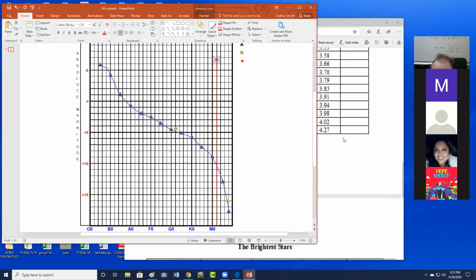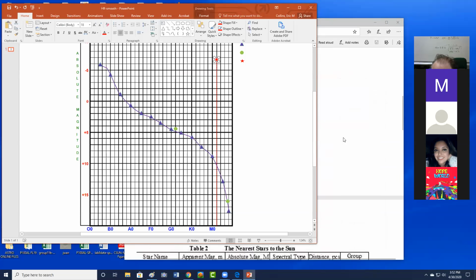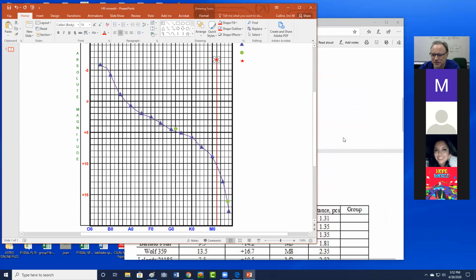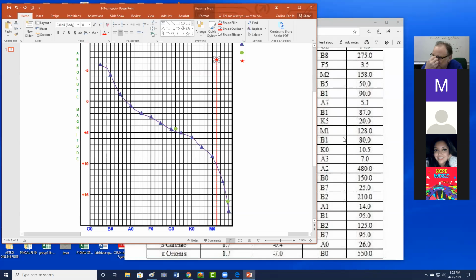Okay. And then is it okay if we use different colors instead of shapes? You can use different colors and different shapes. Yes. Yeah, you can use different colors.